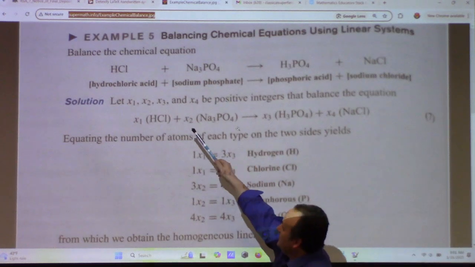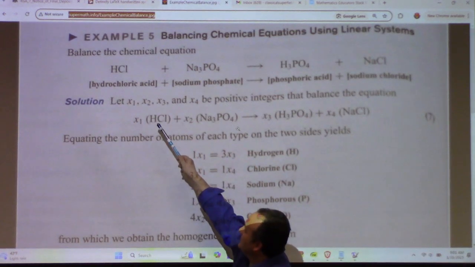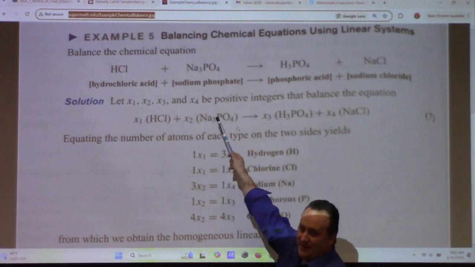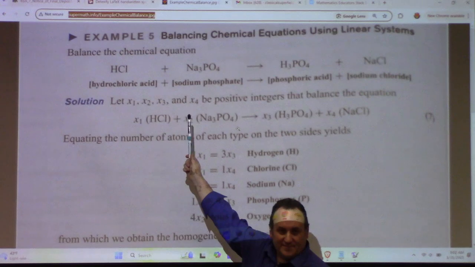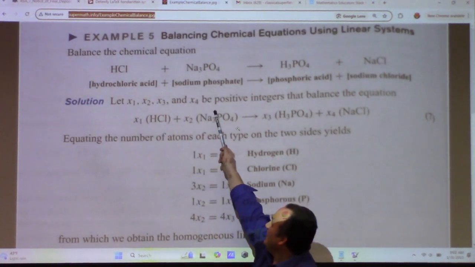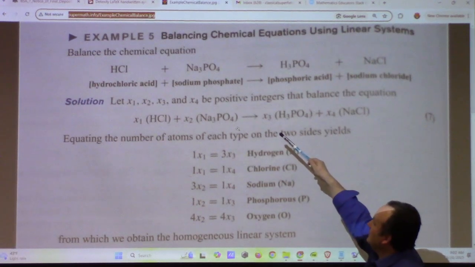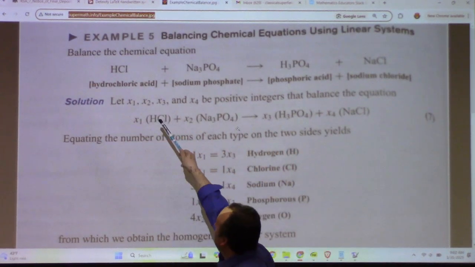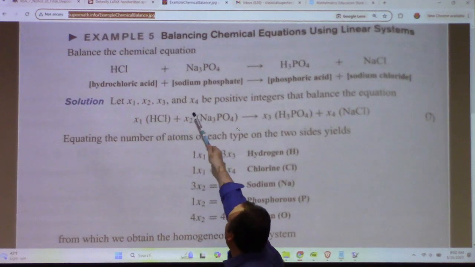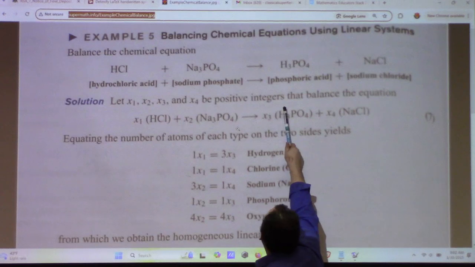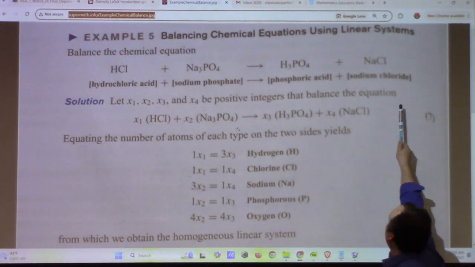So here's a chemical reaction. Don't ask me for the names. HCl plus sodium something or other. Any chemists in here? I know the Na is sodium. So this is like 3 sodiums, and here are the words: hydrochloric acid plus sodium phosphate goes to phosphoric acid plus sodium chloride.